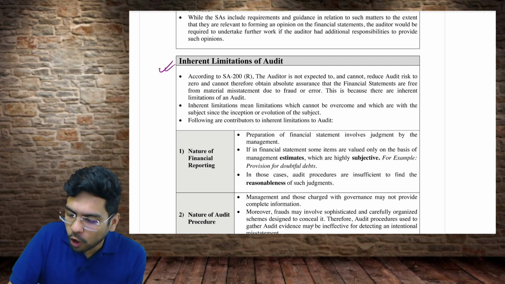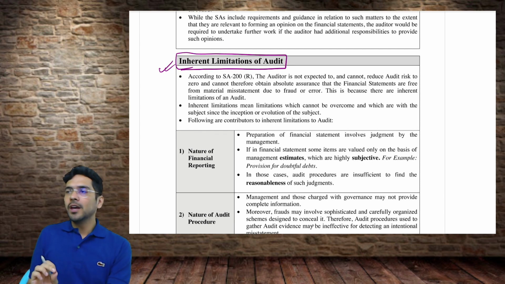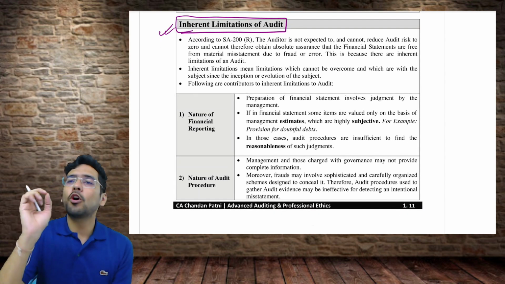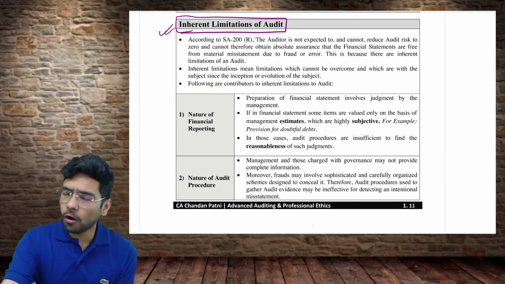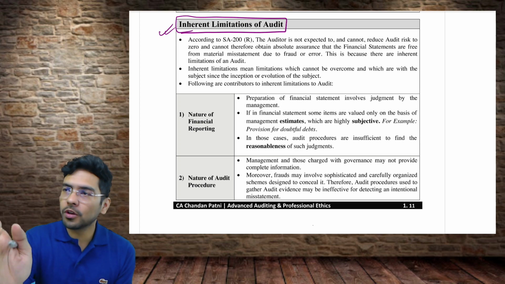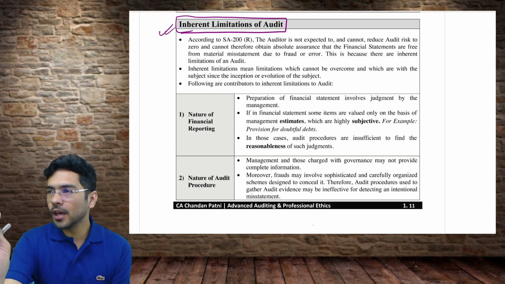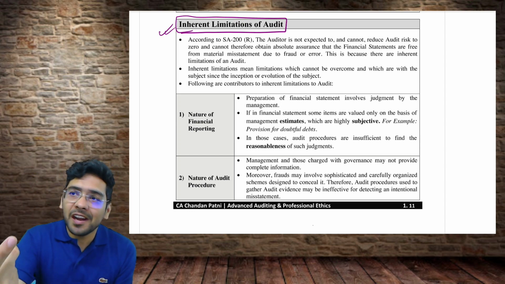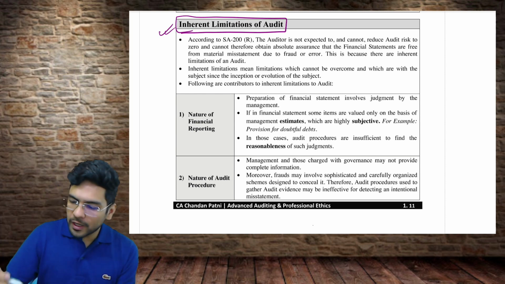So there is one topic here, inherent limitations of audit. Because of these inherent limitations, the auditor will not be able to reduce the audit risk to zero. Because of these inherent limitations of audit, you as an auditor will only be able to give reasonable assurance and not absolute assurance. And because of these inherent limitations, you can never guarantee that the financial statements are free from material misstatements. Okay, so let's read the point.